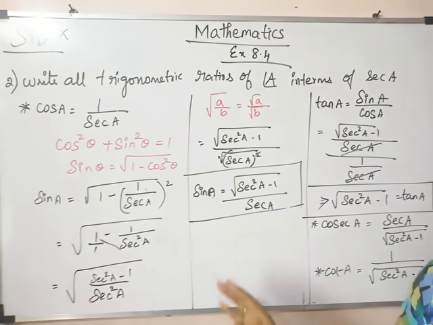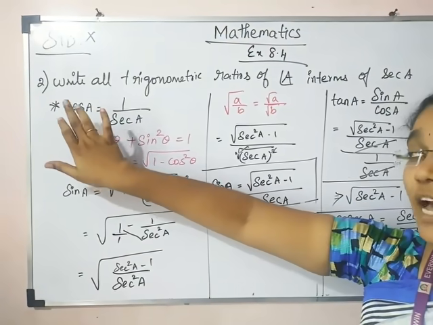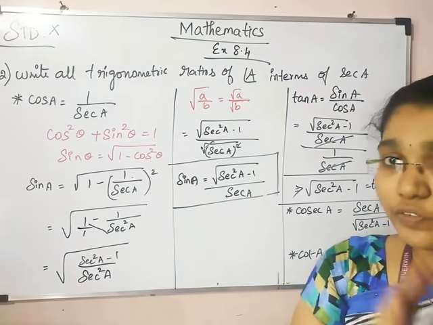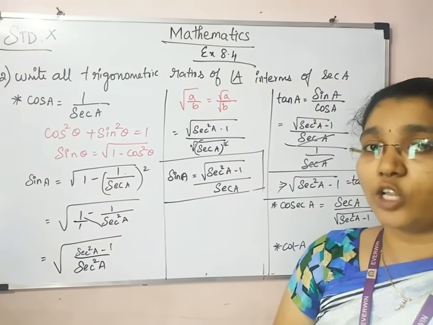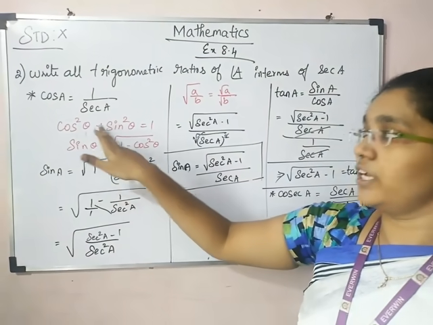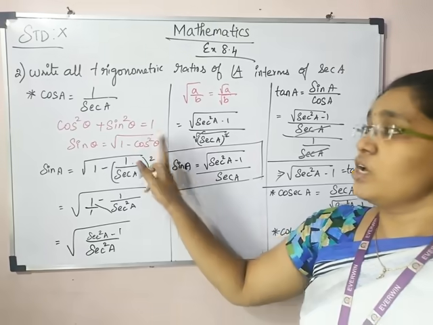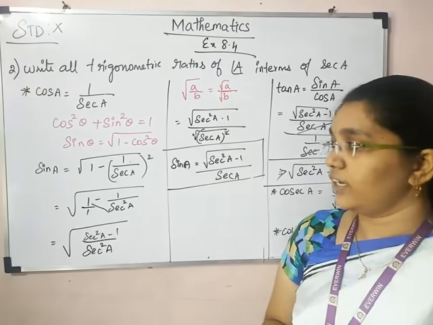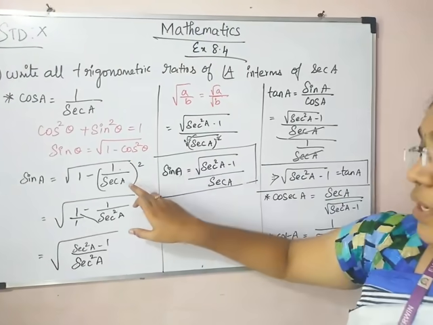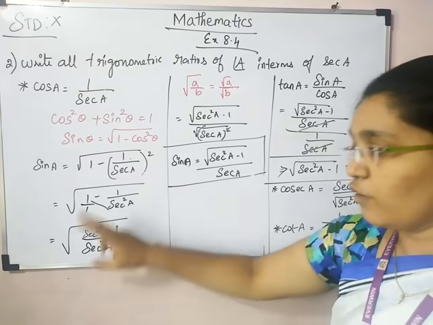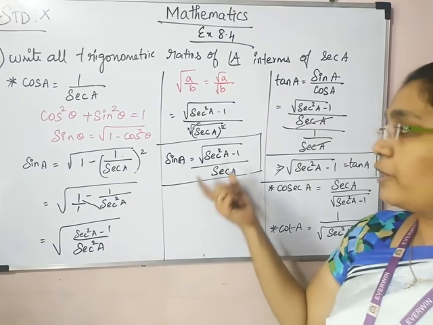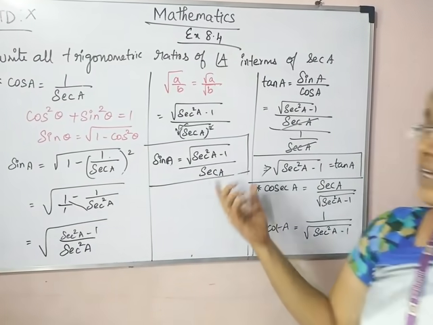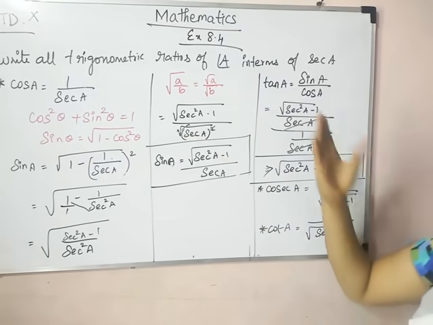So I am explaining again. Just listen here. We have represented cos in terms of secant. Cos A is equal to 1 by secant A. Once you find the cos value, we can easily derive the sin value by identity. What identity? Cos square theta plus sin square theta is equal to 1. So what is the sin value? Sin theta is equal to root of 1 minus cos square theta. Just substitute 1 by secant A the whole square in place of cos square. If you simplify, you will get sin A is equal to root of secant square A minus 1 divided by secant A.